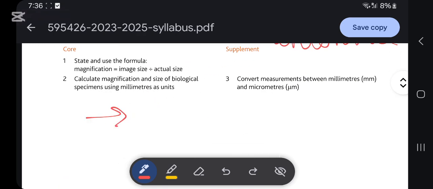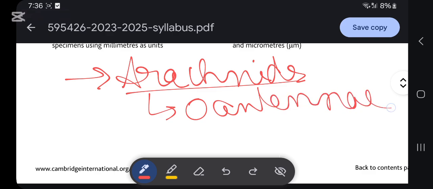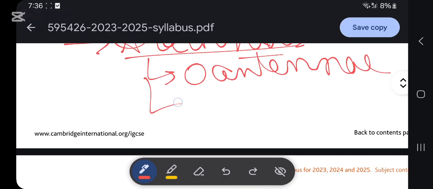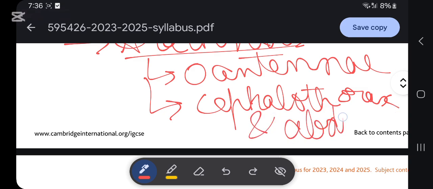Then having a look at arachnids. How many pairs of antennae do they have? They have no antennae, 0 antennae. Another thing to remember is that they have 2 body parts: their head and thorax are joined to form the cephalothorax, and they have an abdomen. For the insect, it was head, thorax, abdomen. Here they have 2 body parts. And how many pairs of jointed legs? They have 4 pairs.